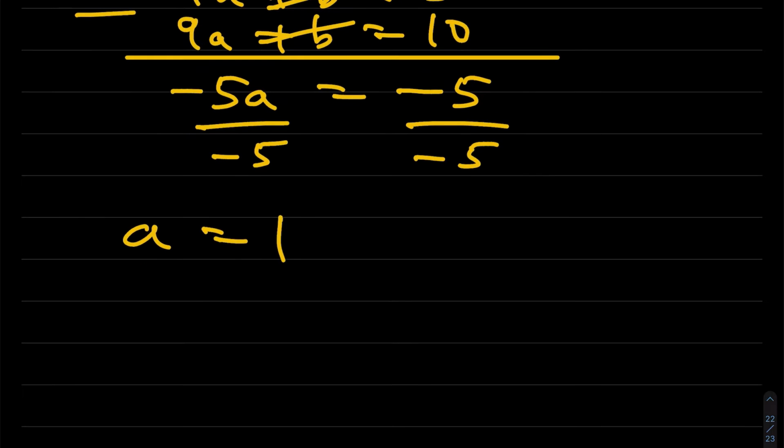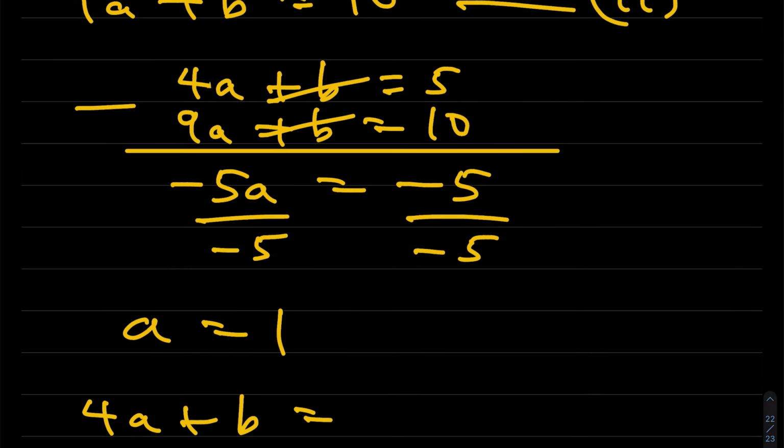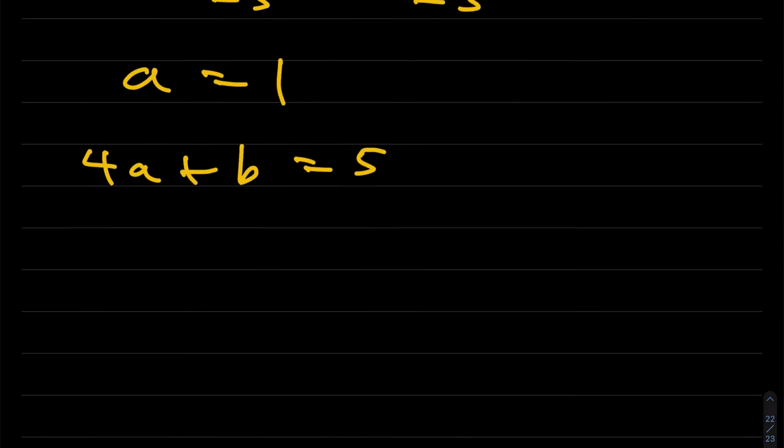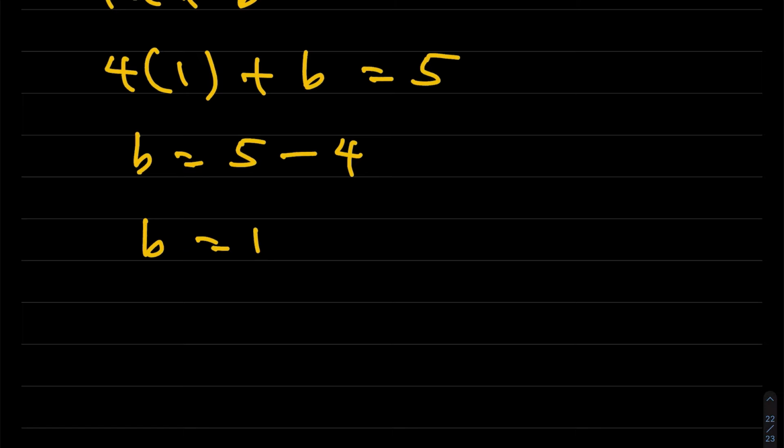Putting a in equation 1, that simply means 4a plus b equals 5 is the same as 4 times 1 plus b equals 5, so b equals 5 minus 4, and b coincidentally is also 1. B is also equal to 1.